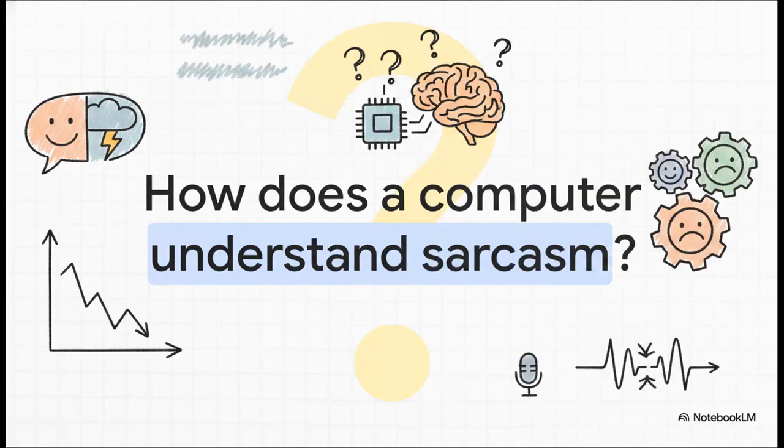So think about this for a second. How exactly does a computer understand sarcasm? I mean, let's be real. Half the time we humans struggle to catch it in a quick text message. Human language is incredibly complex. If I say something like, "Oh, brilliant, another flat tire," you and I instantly know I am absolutely not happy about that flat tire. But to a machine, the word brilliant usually means something highly positive. So interpreting that tone, that context, it's really one of the biggest challenges in data science right now.